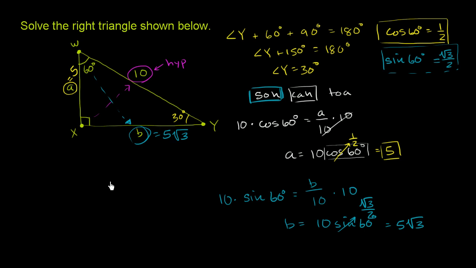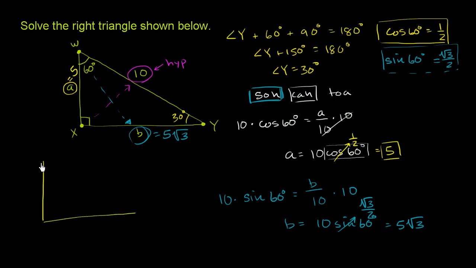Now, I pointed out that if we know about 30, 60, 90 triangles, which do show up a lot in math, and so we should know about them, we could have done this without using the trigonometric ratios. In fact, the way that I remember the values of cosine of 60 degrees and sine of 60 degrees and cosine of 30 and sine of 30 is essentially by knowing about 30, 60, 90 triangles. So in general, this is just an alternate way to solve the exact same problem.